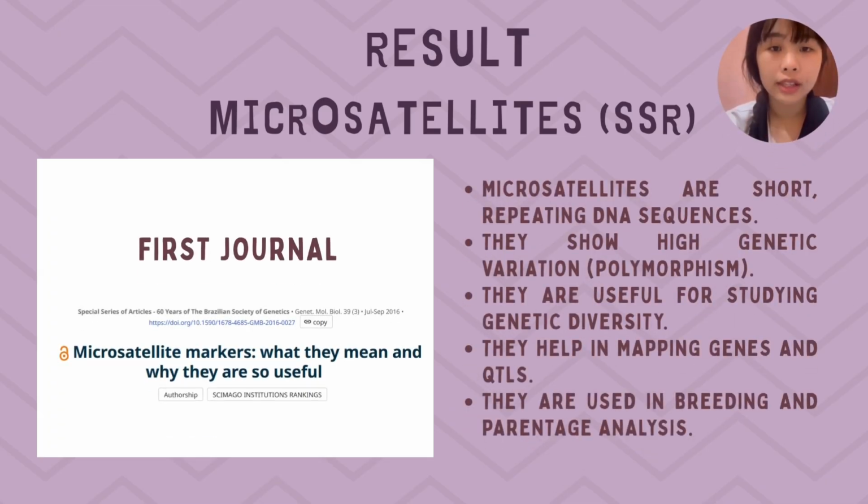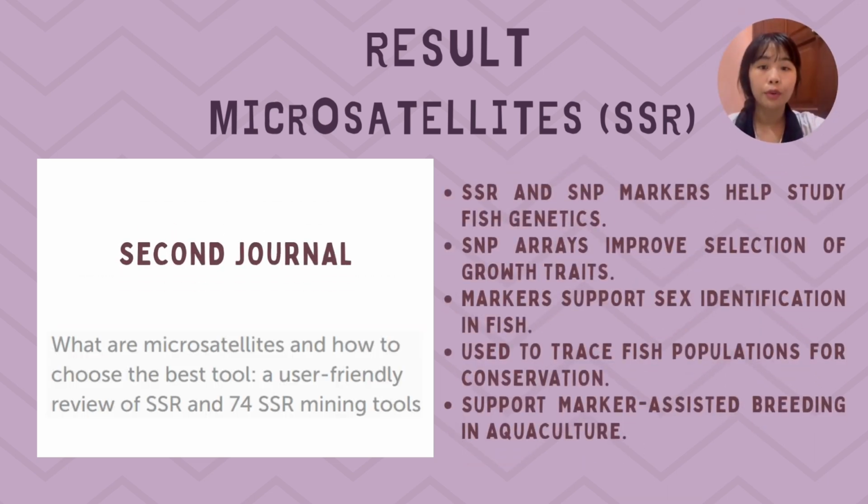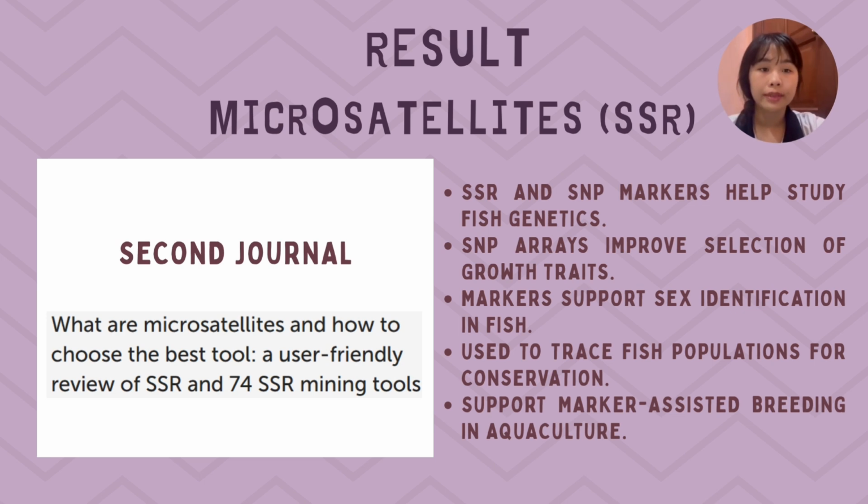This is the first journal that I found. The topic is microsatellite markers, what they mean and why they are so useful. The first point is microsatellites are short repeating sequences. The second is they show high genetic variation, polymorphism, and the third is they are useful for studying genetic diversity. The fourth is they help in mapping genes and QTLs, and the last is they are used in breeding and parentage analysis.